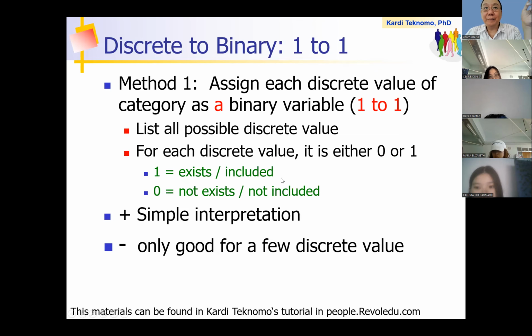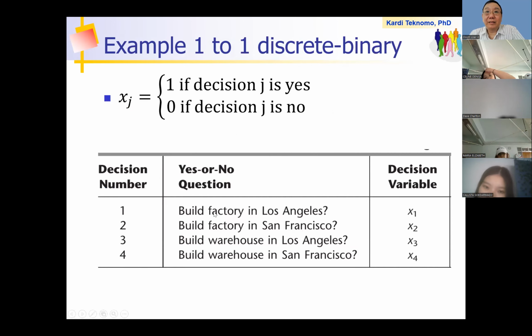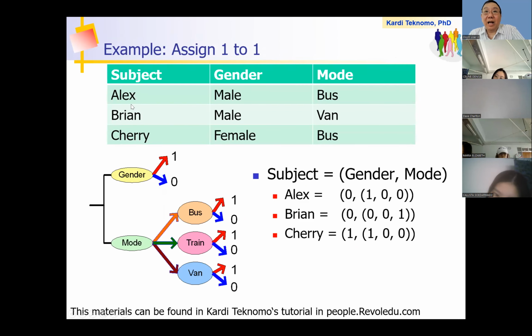This is easy. Method 1 is to assign each discrete value of the category into a binary variable. So for example, you have a list of discrete values like this, right? Then each of these variables you put as 0 and 1. Here is an example again. I have 3 data: Alex, Brian, and Cherry. I have gender, and mode is what transportation mode they use.